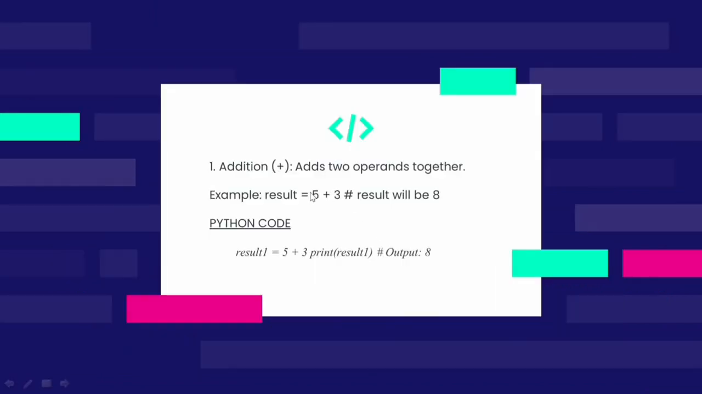The addition operator is used to add two operands together. In the example provided, result = 5 + 3, where 5 and 3 are the operands. When the expression is evaluated, the value 5 + 3 is calculated, resulting in 8. The result of the addition operation, 8, is then assigned to the variable result.